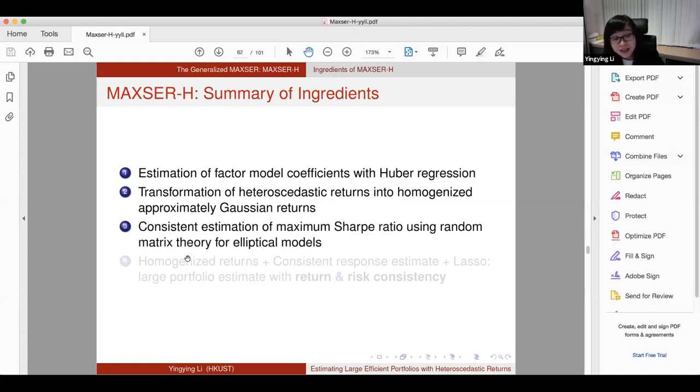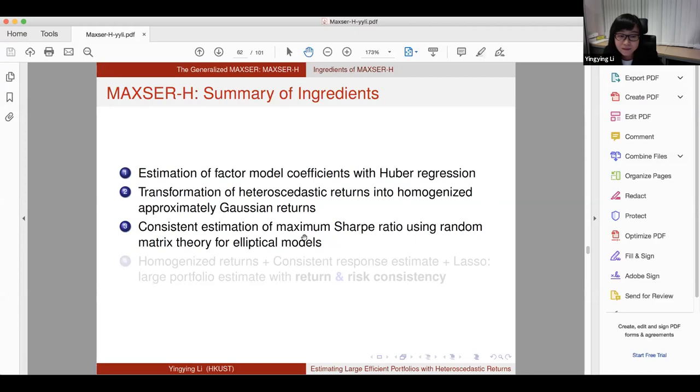Next, consistent estimation of the maximum Sharpe ratio using random matrix theory for elliptical models. The estimation of the maximum Sharpe ratio has indeed been difficult. But in the previous paper, if the returns are IID normal, then we have a formula that can estimate the maximum Sharpe ratio.